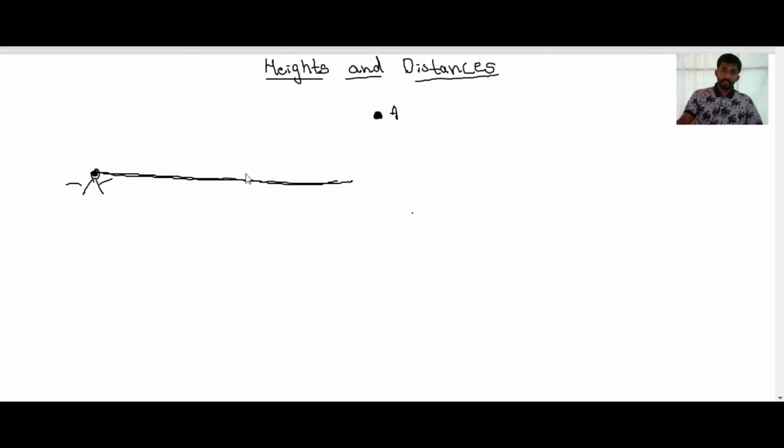Then suppose I'm considering object B here. You can take any position. I'm taking one more object B. Now see, the reference is the same person, and I'm again drawing a horizontal line from the person's eye. Then clearly you can observe that object A lies above the horizontal line, and object B lies below the horizontal line.